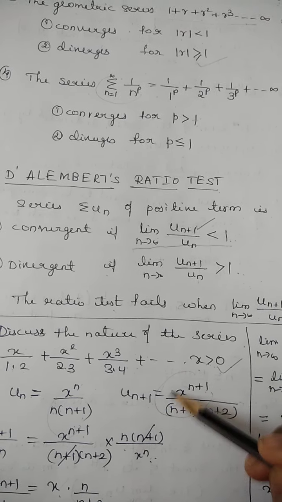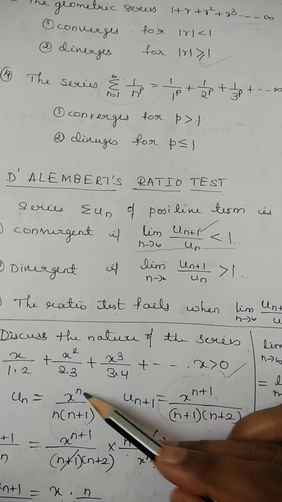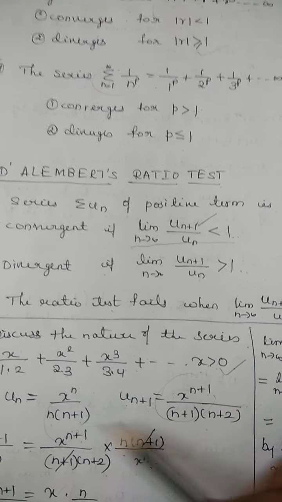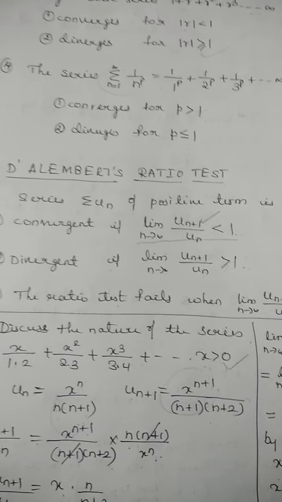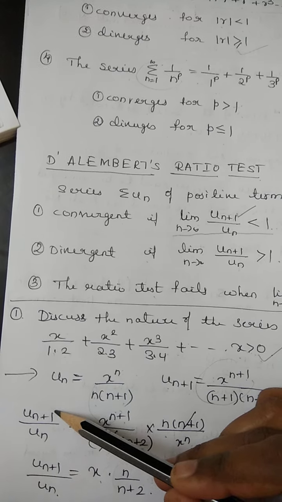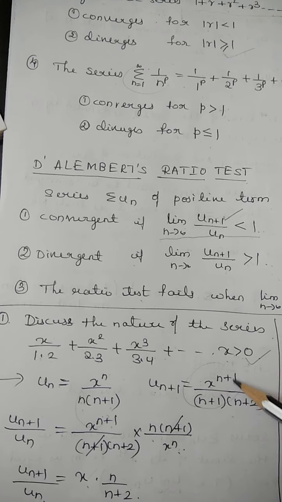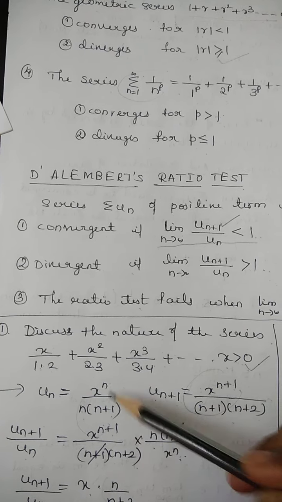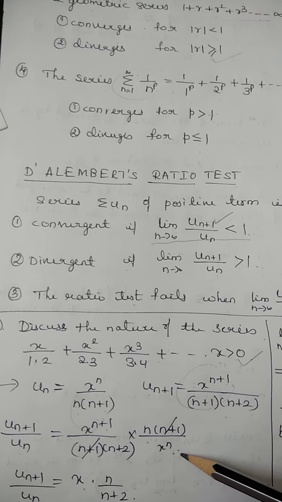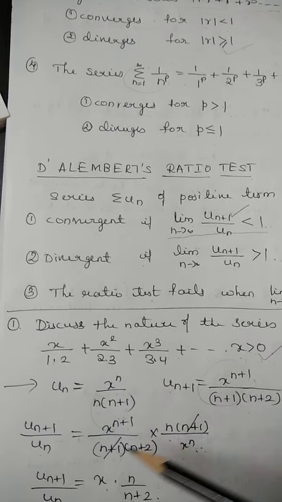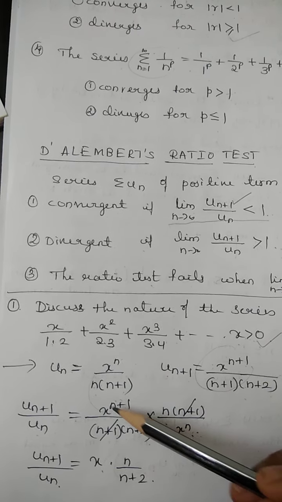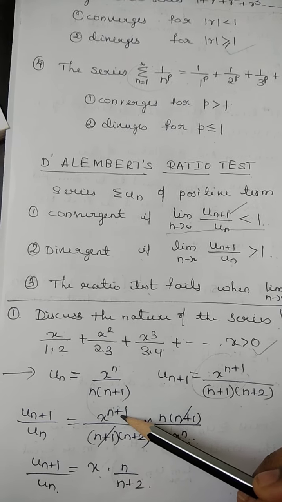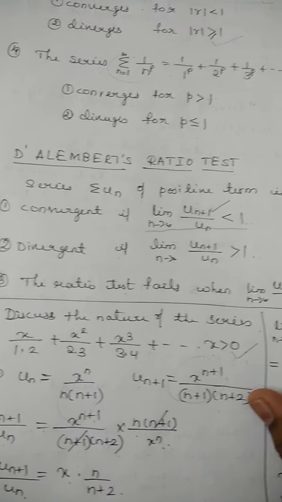Now what is un plus 1? It is x raised to n plus 1, and in the denominator, in place of n we put n plus 1, and here n plus 2. So now we have to find un plus 1 upon un. Just write it down: un plus 1 upon un. The un in the denominator goes to the numerator, and x raised to n comes to the denominator. So n plus 1 gets cancelled, and x raised to n and x raised to n get cancelled. Here you are getting x into n upon n plus 2.